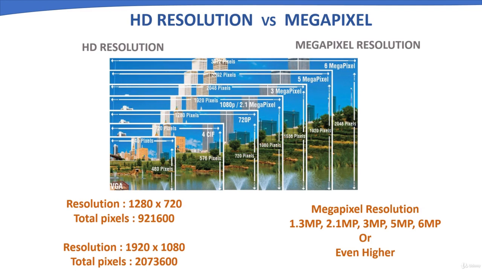HD resolution versus megapixel resolution. HD means high definition. HD refers to the cameras with a standardized resolution of 720p or 1080p. The numbers 720 and 1080 refer to the vertical resolution. Therefore, 720p HD or HD ready camera resolution provides images that are 1280 into 720 pixels, which is about 9,21,600 pixels.